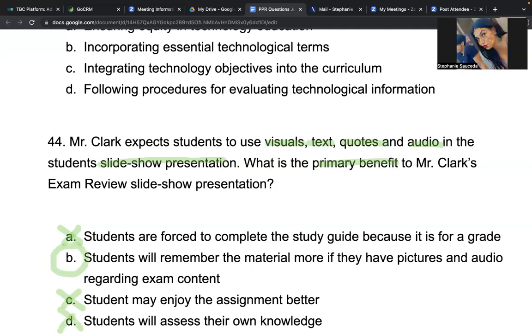Yes, although I think it will help them assess their own knowledge. It might, if they're answering it and thinking, man, I don't know who any of these people are. I believe it's a social studies teacher, right? So if it has a whole bunch of US history names and you don't know any of them, you might assess that you need to do a bit more. But I think the best and primary benefit is that having the students utilize those multimedia will help them learn it and remember it.